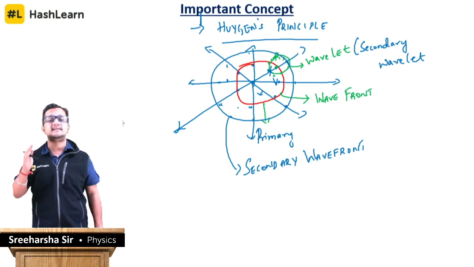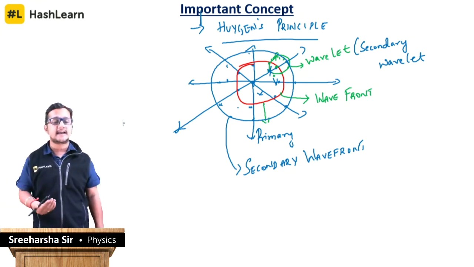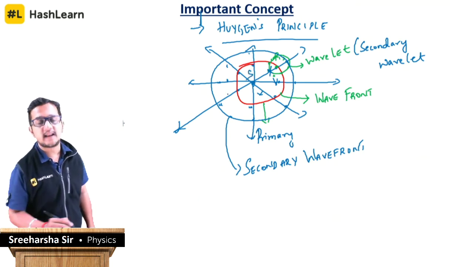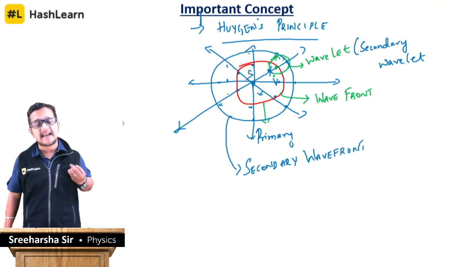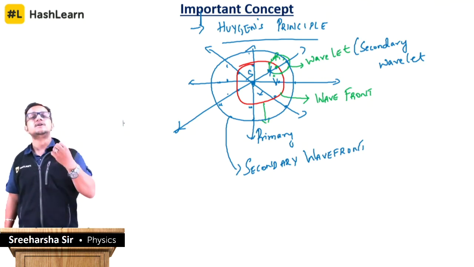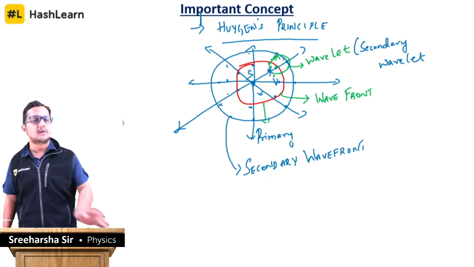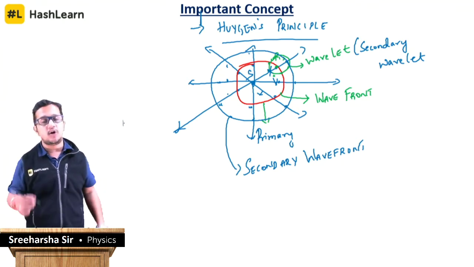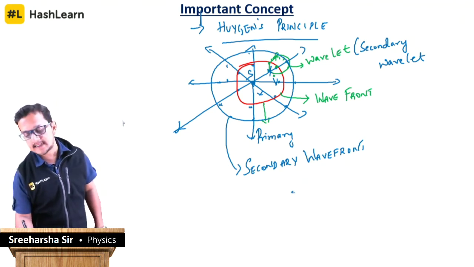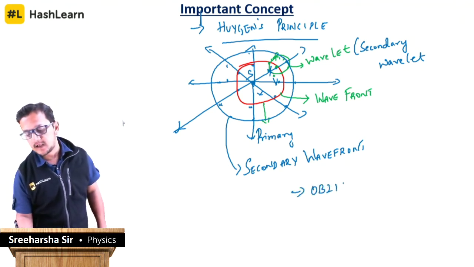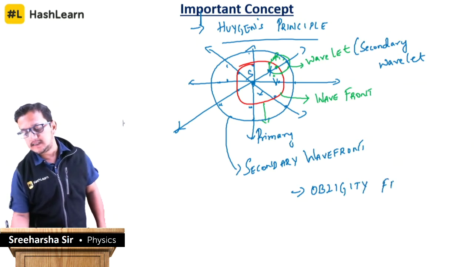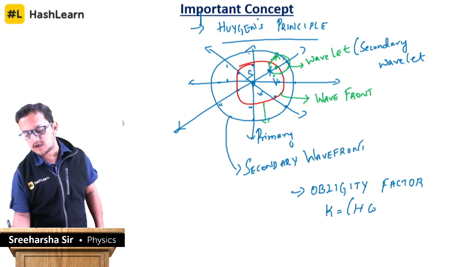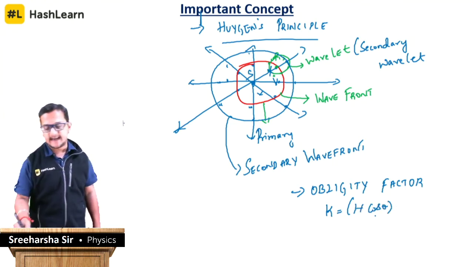We do not take the energy in the backward direction for one particular reason, is that this source of light is continuously on and is emitting radiation continuously, so the energy cannot travel backward. It is also called as a factor which is called as obliquity factor. So according to this factor, the satisfying condition should be K equals 1 plus cos theta for backward direction.